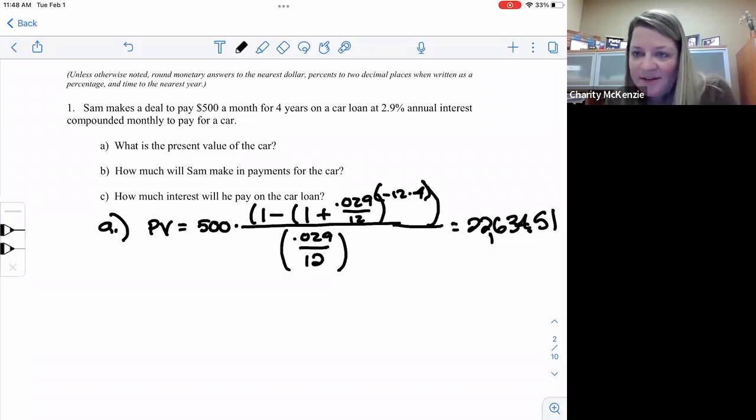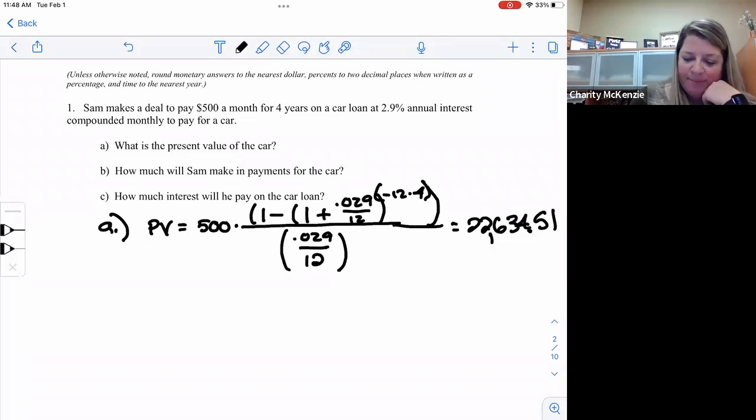Okay, so I walk into the dealership. They tell me my payments are $500 a month, and they gave me this 4 years at this rate. I'm paying $22,000-ish for that car. Is it worth that? Maybe it is. Maybe it's only worth $10,000 and you're not getting a good deal. It's important to be able to calculate what the current value is of something based off payments.